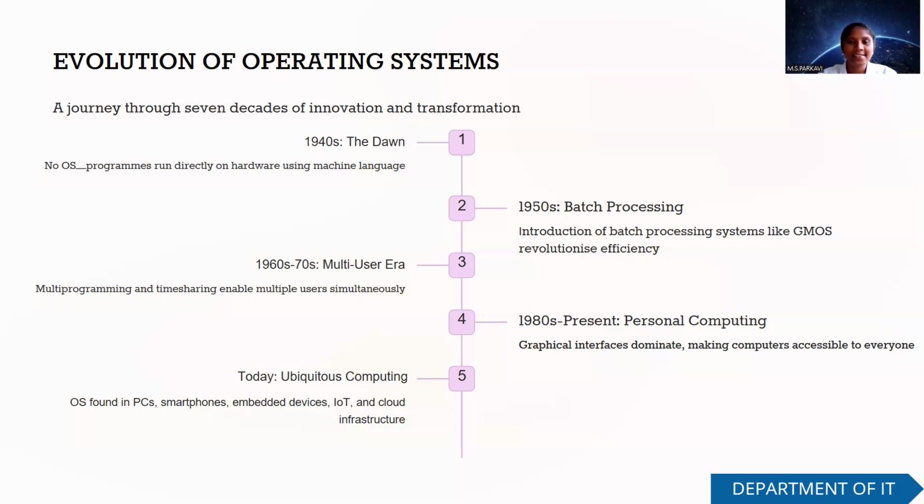Later, in the 1960s and 70s, the multi-user era was introduced for operating systems. It consisted of multi-programming and time sharing, enabling multiple users simultaneously. Then, from the 1980s to the present, personal computing was introduced, with the graphical user interface making computers accessible anywhere at any time. In this generation, we find OS in all these components: PCs, smartphones, embedded devices, IoT, and cloud infrastructure.